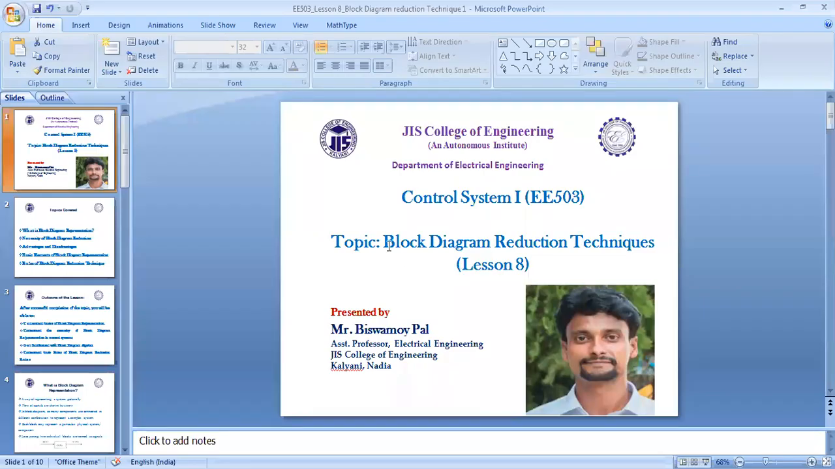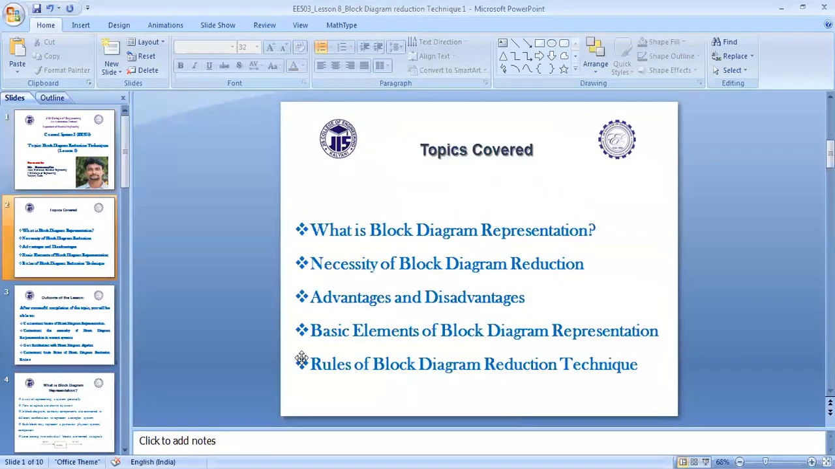Welcome all to the new session on block diagram reduction techniques. Today, under this lesson, we'll be discussing the basics of block diagram representation of complex control systems, the different rules associated with block diagram reduction technique, the necessity of this technique, and the advantages and disadvantages of block diagram reduction technique to analyze a control system. To start with, first, let me discuss the topics to be covered under this lesson.